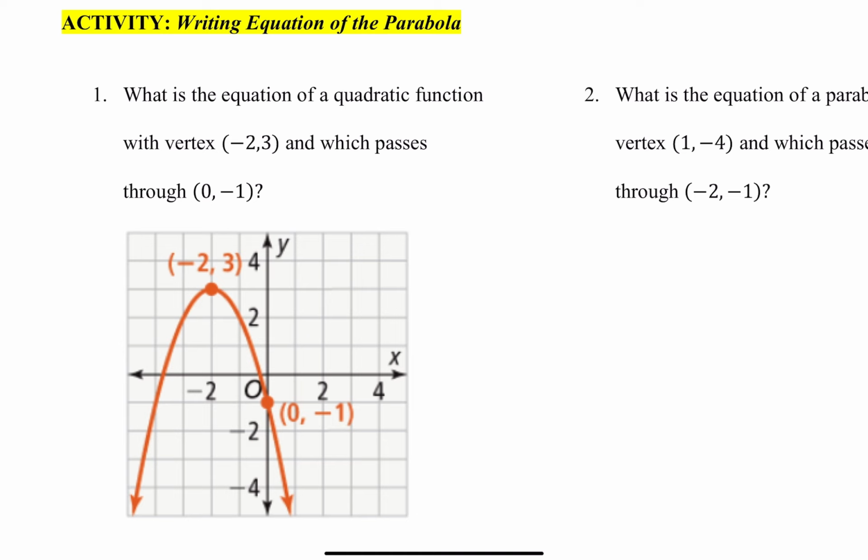So, for example, in number 1, what is the equation of a quadratic function with vertex (-2, 3) which passes through (0, -1)? So this is the graph, class. As you can see, the vertex is at (-2, 3), and the graph also passes through the point (0, -1). The question is, what is the equation of the quadratic function?